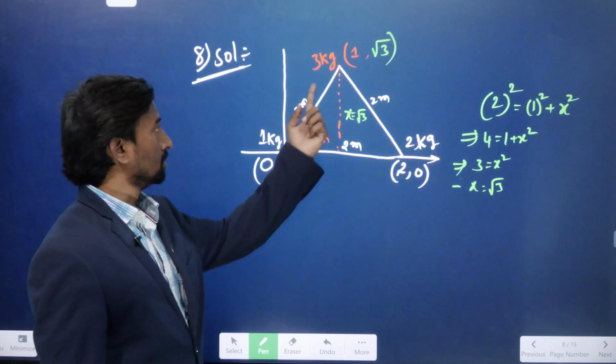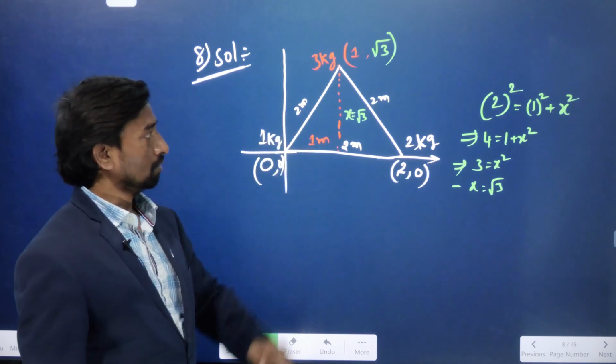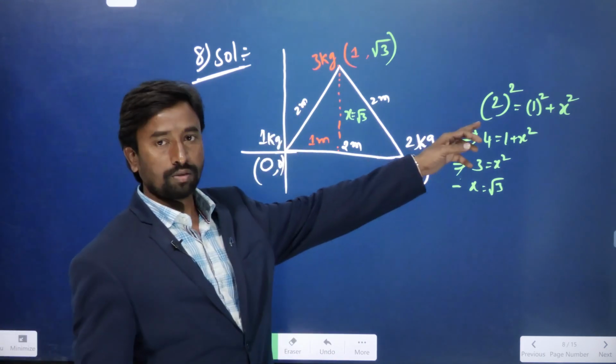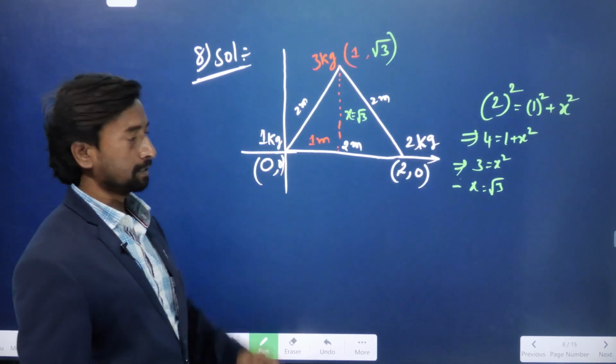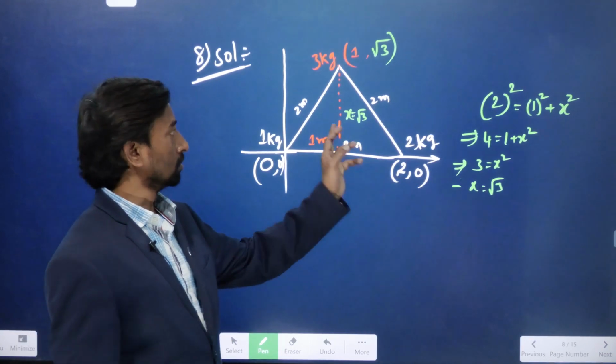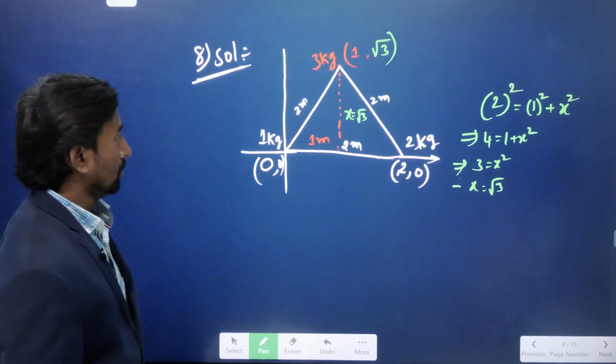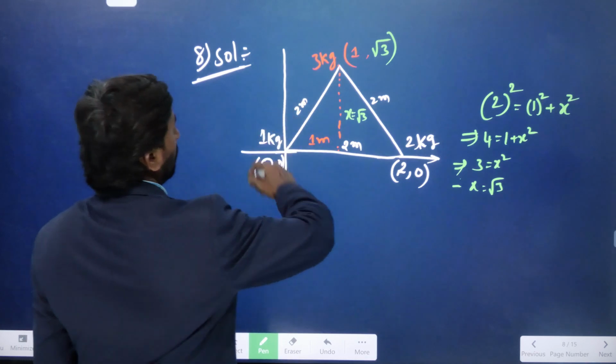It is 1 meter and that is 2 meters. The hypotenuse will be 2 meters. What is the Pythagoras theorem? Hypotenuse square is equal to base square plus height square. We get x is equal to root 3 there. Okay. So now we got all the coordinates.